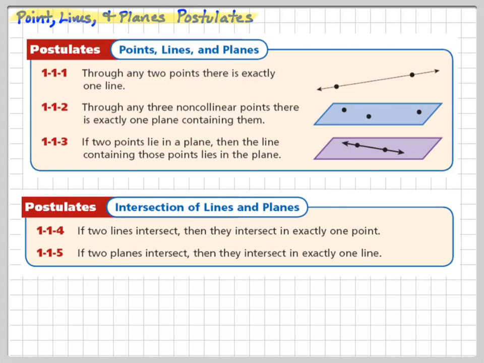And then the postulates about intersections of lines and planes. If 2 lines intersect, they intersect at exactly 1 point. And if 2 planes intersect, they intersect at exactly 1 line.